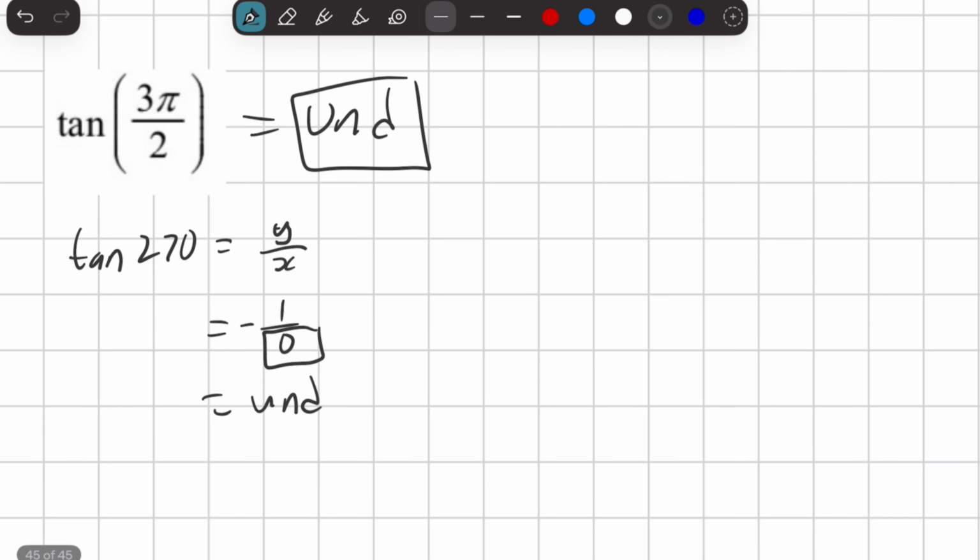Okay, and that is the end of part 1. This was all just basic trig. In the next part, we're going to look at transforming sinusoidal waves, and we're going to be looking at just different ways of graphing trig functions. So that is the end of this video.